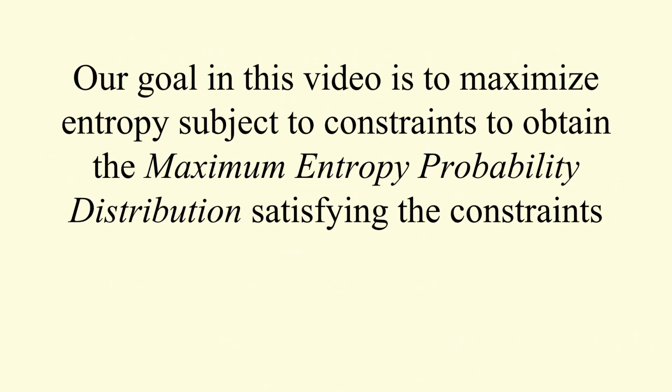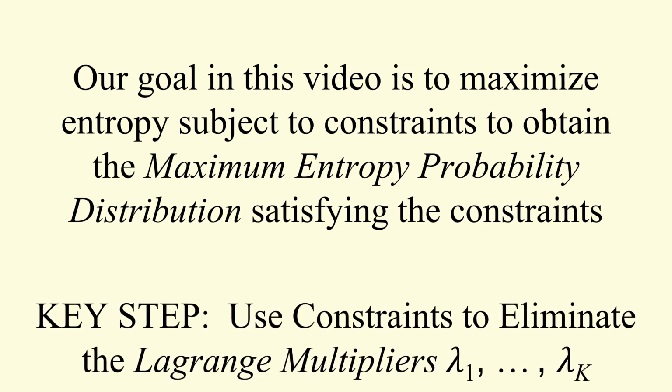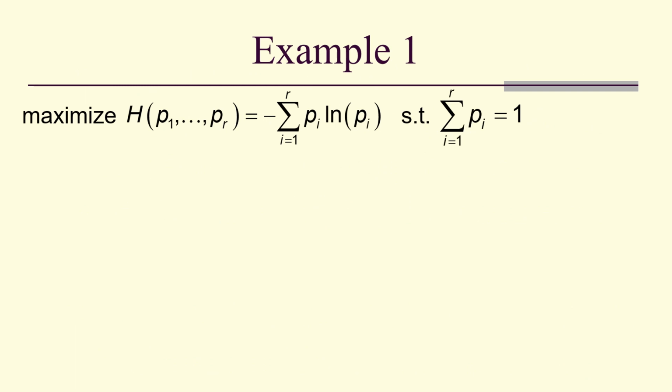So our goal in this video is to maximize entropy subject to constraints to produce the maximum entropy probability distribution satisfying the constraints. And a key step in each one of our examples is using the constraints to eliminate the Lagrange multipliers lambda 1 to lambda k. So in our first example, we're going to maximize entropy subject to only one constraint, that the sum of the probabilities is 1. And this is what it looks like as a constraint function.